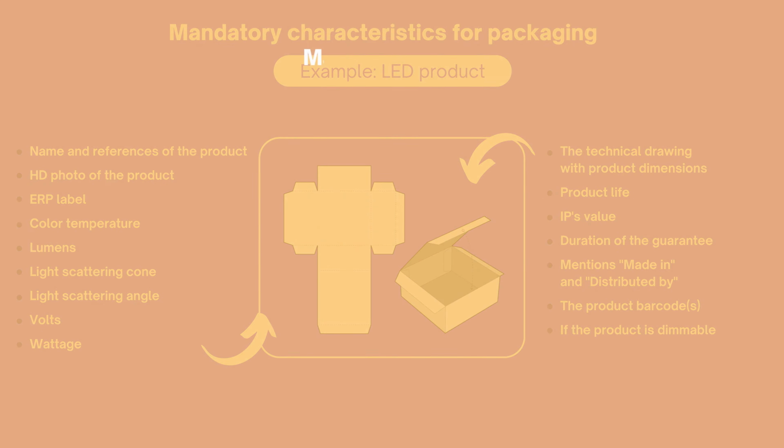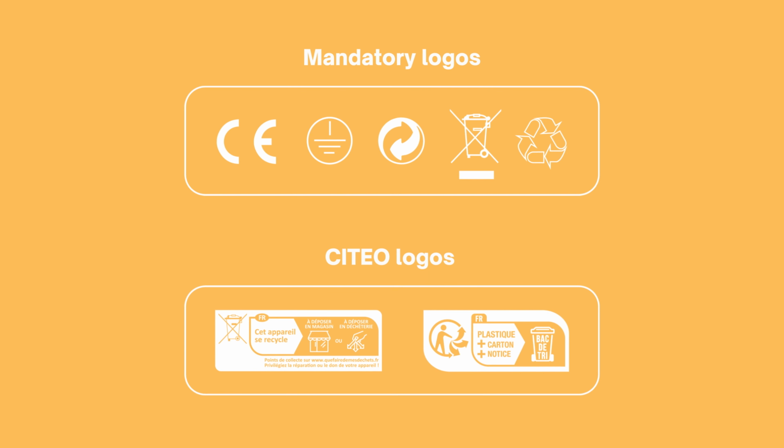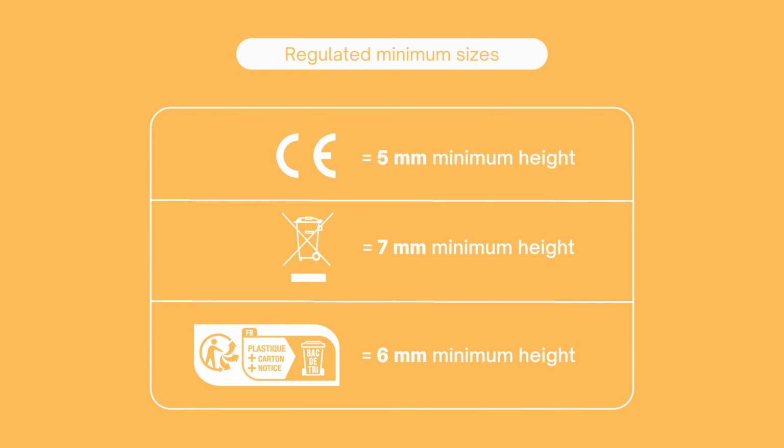There are also mandatory logos. The CE logo and those of other standards to which the product conforms, and recycling logos. The crossed-out garbage can and new CTO logos are mandatory to facilitate end-of-life recycling. It's important to note that these logos have a regulated minimum size.